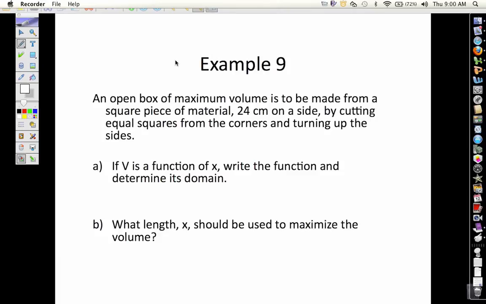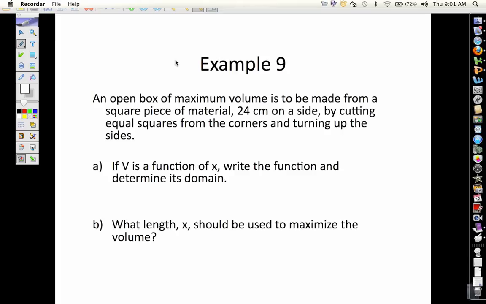This is a continuation of section 2, and you should be on the top of page 6 of your packet. We got a couple more examples to go through. This is asking us if you have an open box of maximum volume to be made from a square piece of material, 24 centimeters on a side, by cutting equal squares from the corners and turning up the sides. So you make a box, the original piece is 24 centimeters by 24 centimeters.